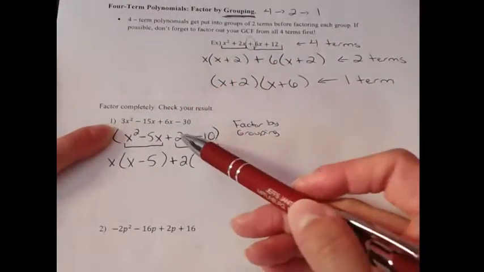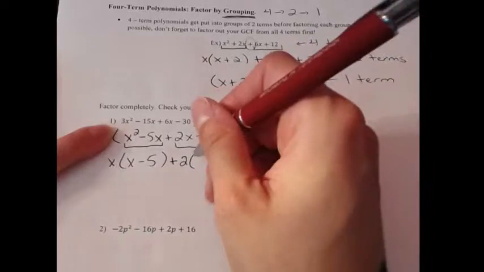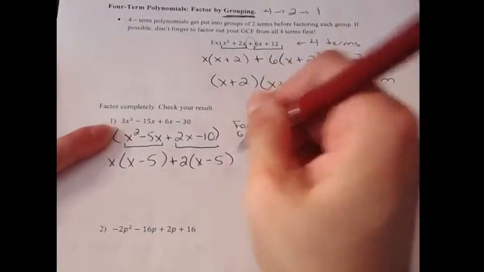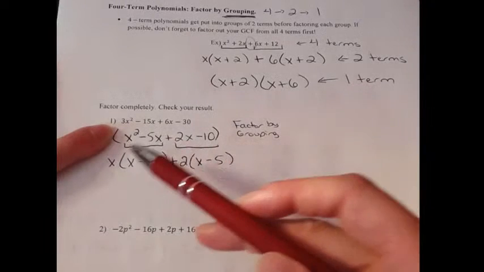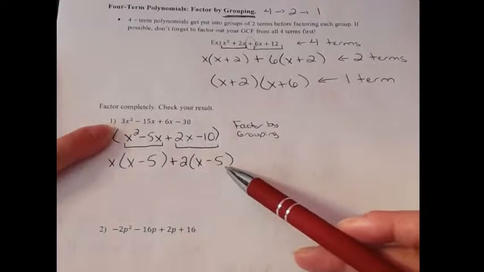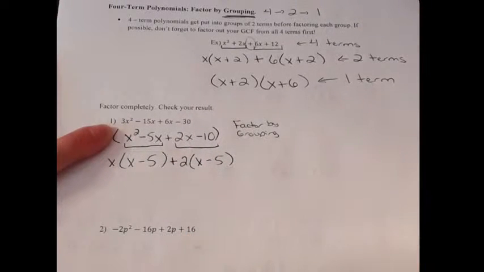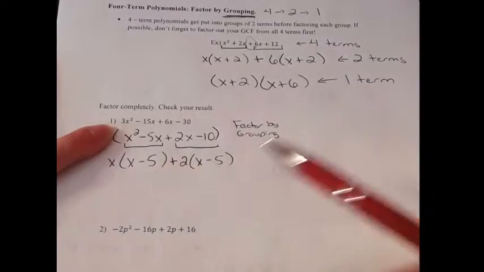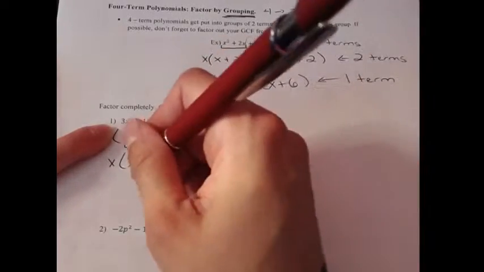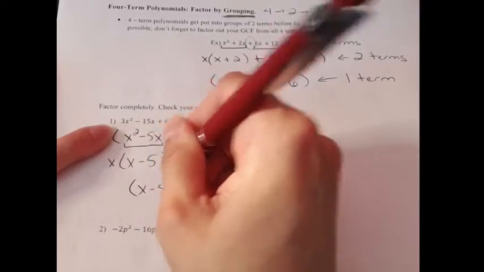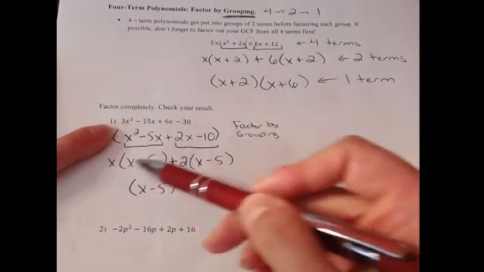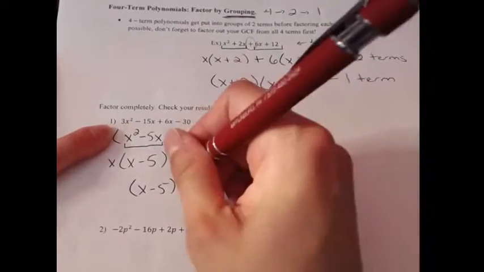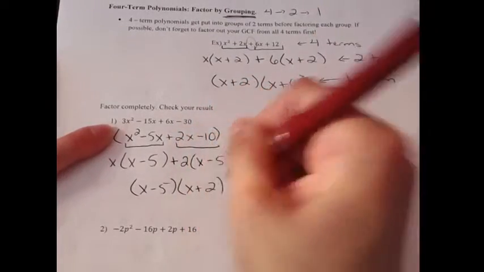If I factor a 2 out of both terms, that leaves me with x minus 5. So I went from 4 terms to 2 terms. Now I need 1 term, and we do that by factoring out the x minus 5. So if you take x minus 5, bring that out. Notice you're dividing both terms by x minus 5, which means you're left with x plus 2.